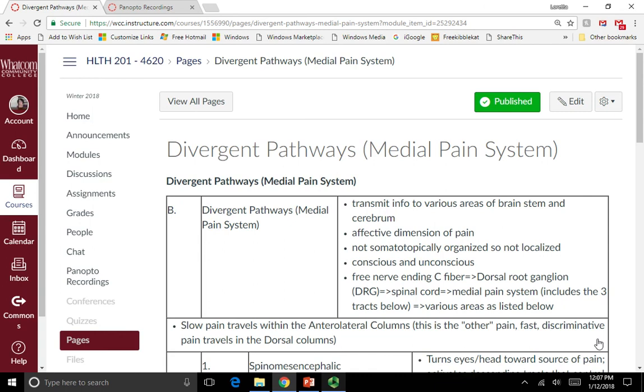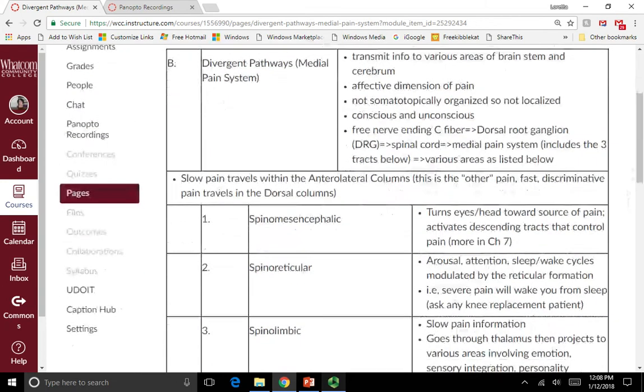The divergent pathways carry conscious and unconscious information, and that goes from the free nerve endings in the C fibers to the dorsal root ganglion, to the spinal cord, to the medial pain system, and we'll talk about the three tracks, to various areas. So that's the divergent part. Slow pain travels in the anterolateral columns. This is the other pain. Fast discriminative pain travels in the dorsal columns. Those are the A delta fibers.